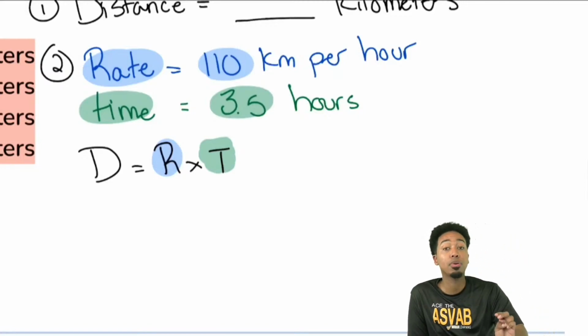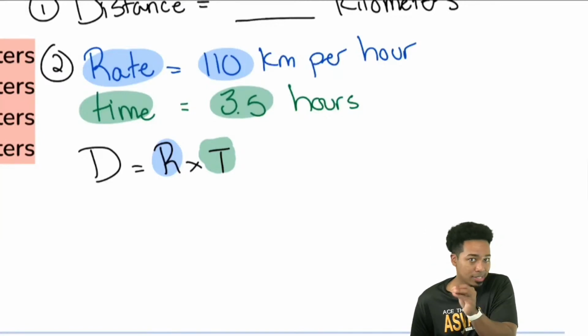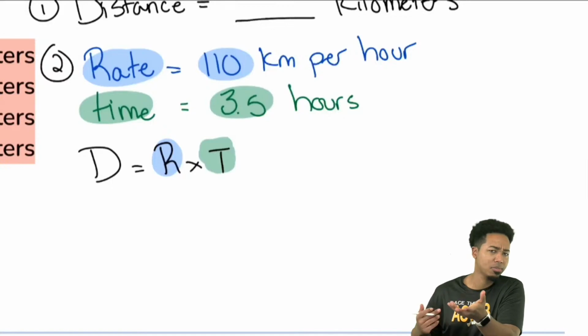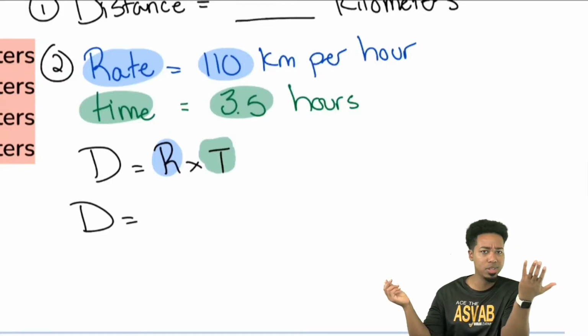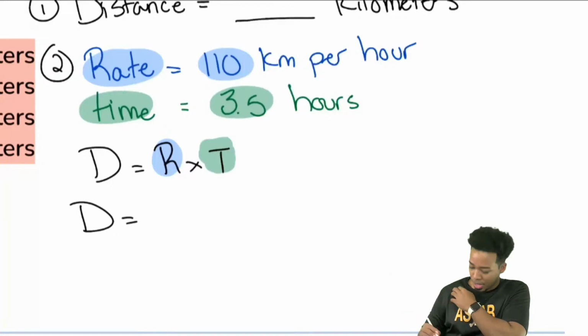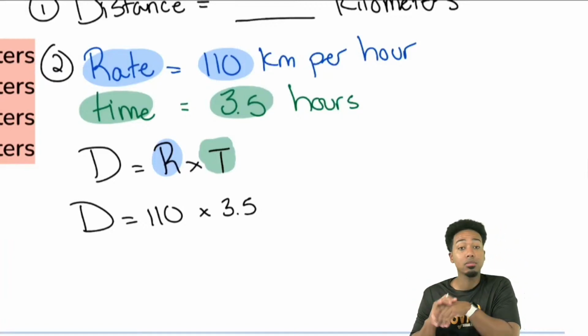So what we're going to do is plug this in. Watch how straightforward it is. It's very straightforward. Just got to be careful. I'm looking for distance, so I'm not going to replace it with anything. That's what I'm looking for. Then the rate is 110. Time is 3.5. And that's it. Now we actually perform the mathematics.